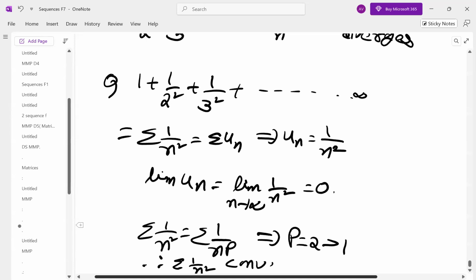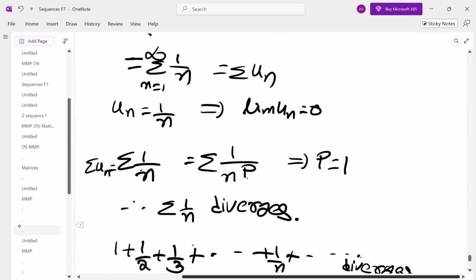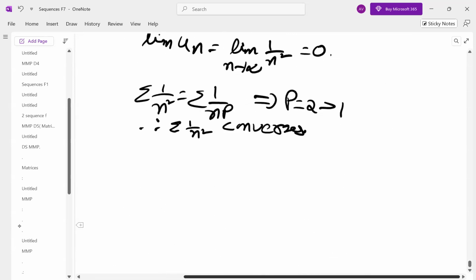converges. See, here also the limit is 0. It is convergent. Here also the limit is 0, but it is divergent. Therefore, when the limit of un is 0, it may be convergent, it may be divergent, it depends on the question. Okay, this is one of the best applications of this.